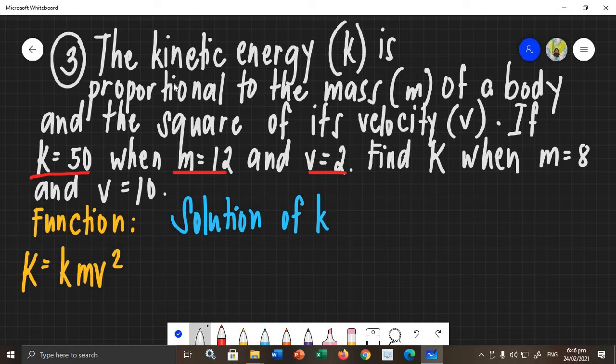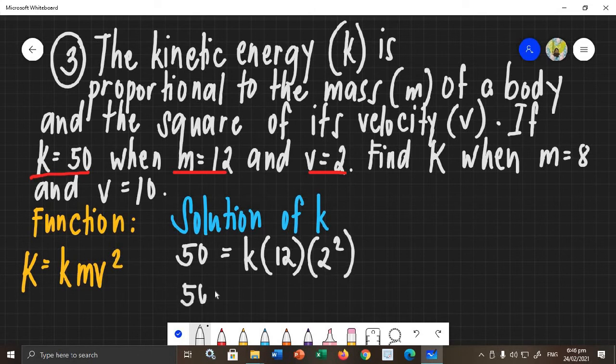So, using the function that we derive, capital K, which is equal to 50. So, 50 equals small k, which is the constant, K, then times yung M natin is 12. Yung V natin is 2. And then, it should be squared. Then, rewriting this given, we have 12, and then 2 squared, and then K.